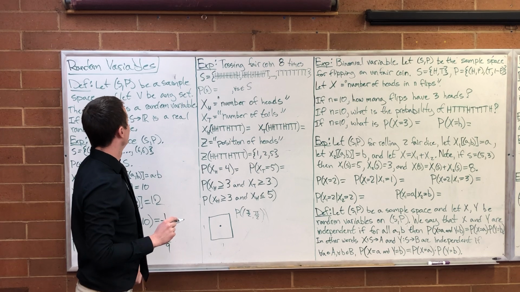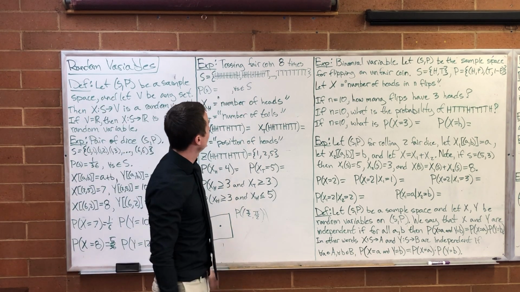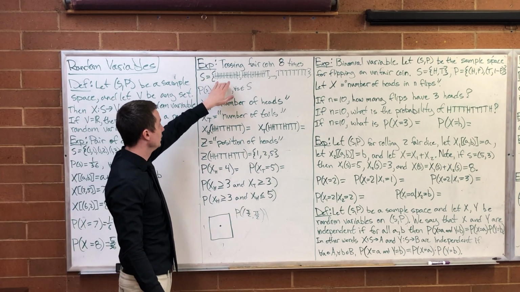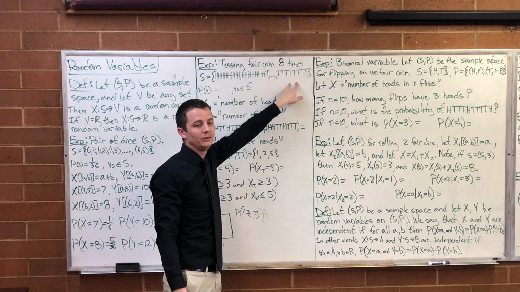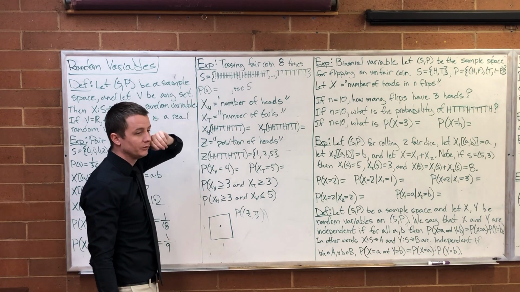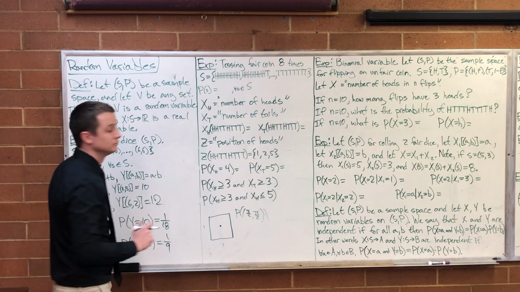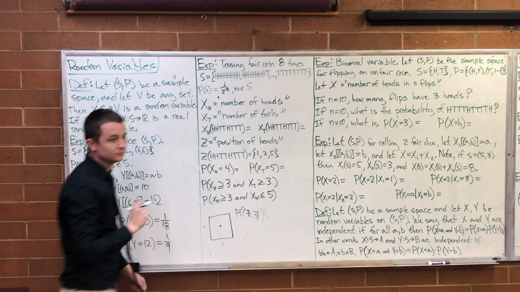So now, let's do some more. Tossing a fair coin 8 times, and we'll set up our sample space. I'll just let S be all the possible ways that we can write out H's and T's in a list of 8. With me? Okay. So what is the probability of a particular outcome? 1/2 to the power of 8.